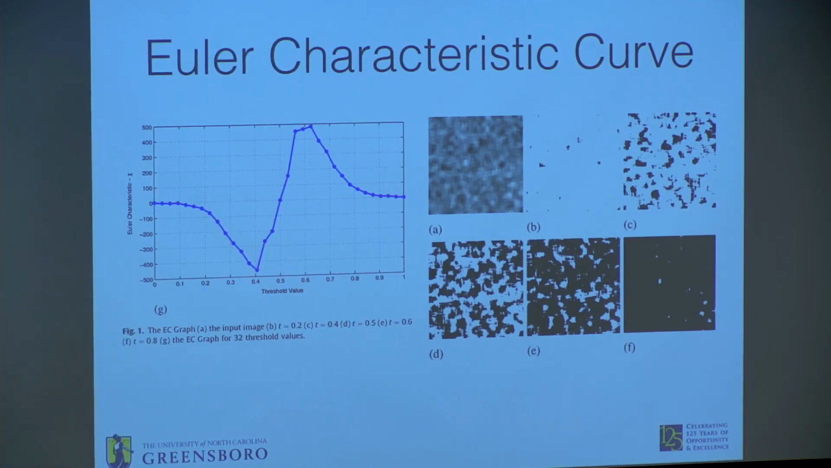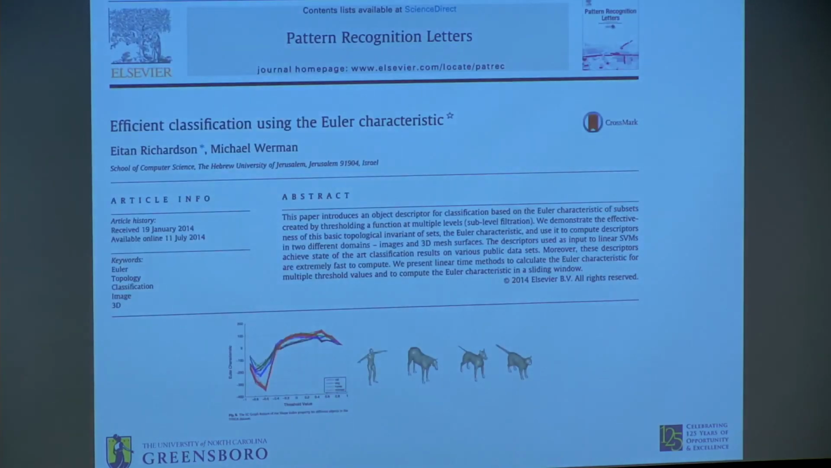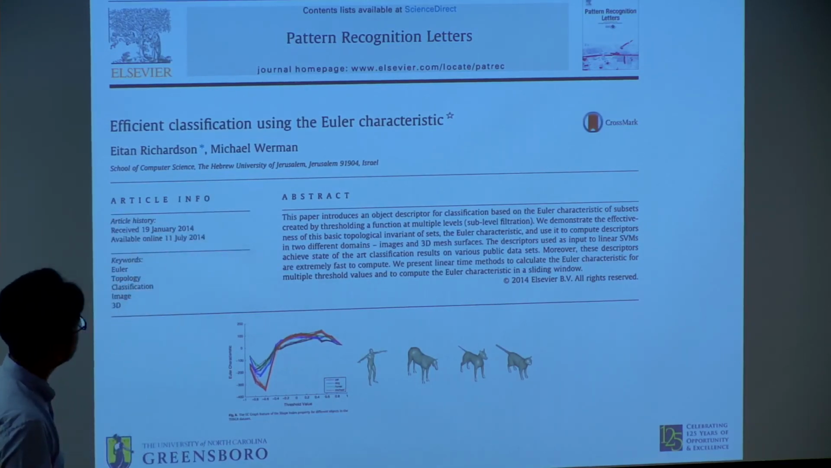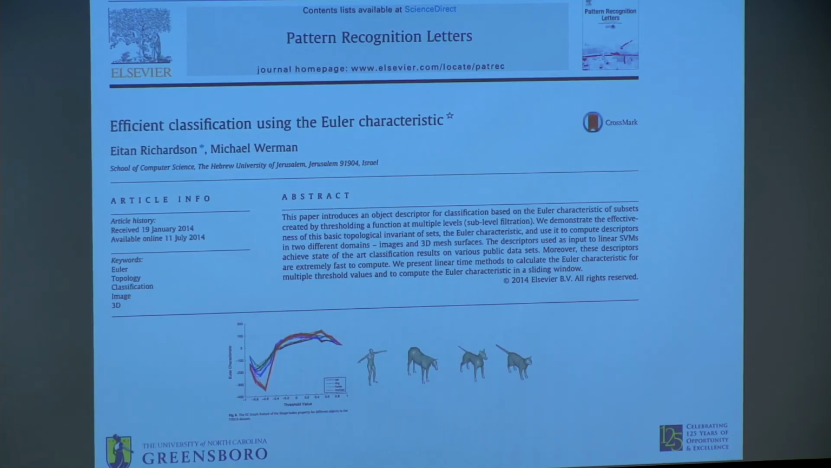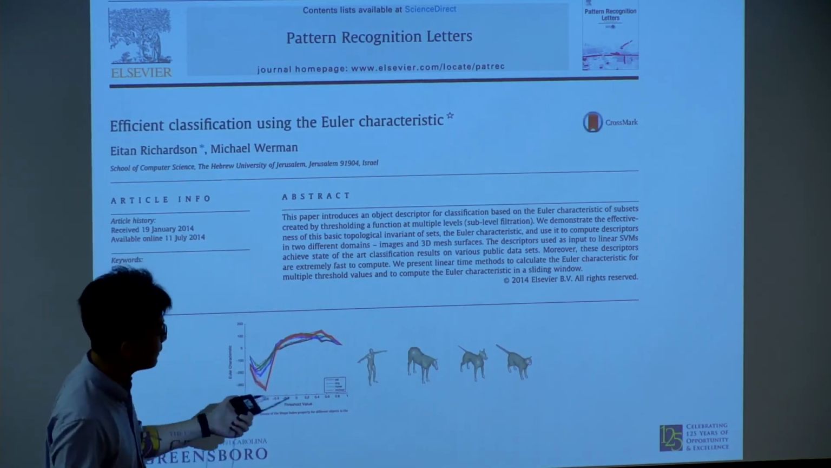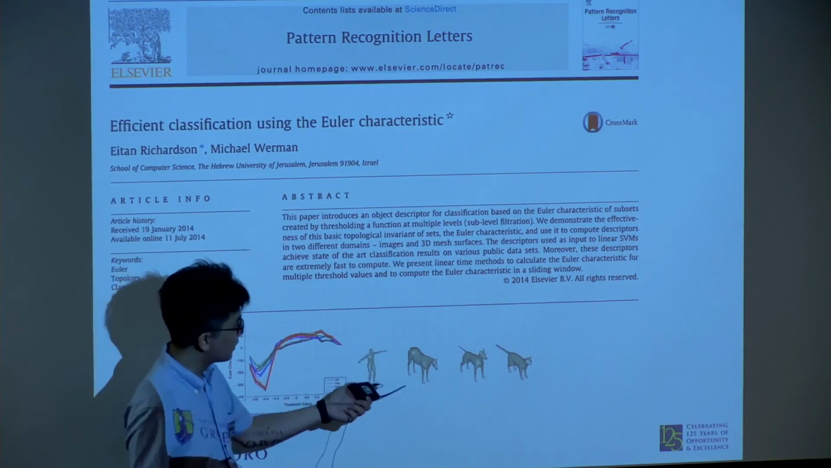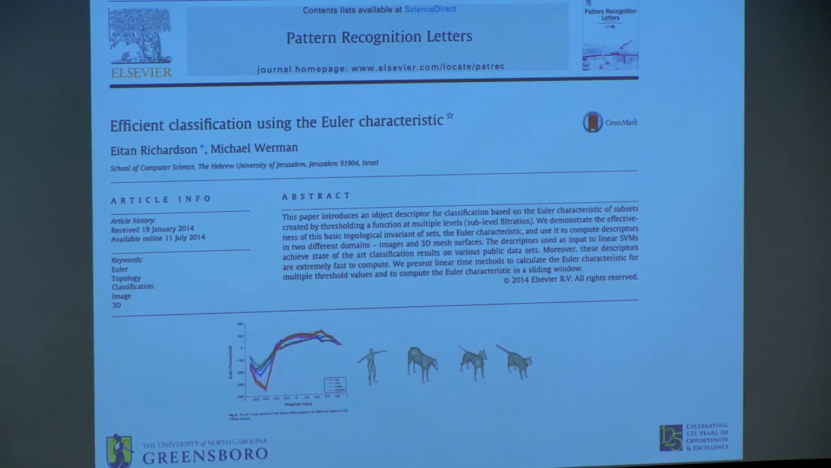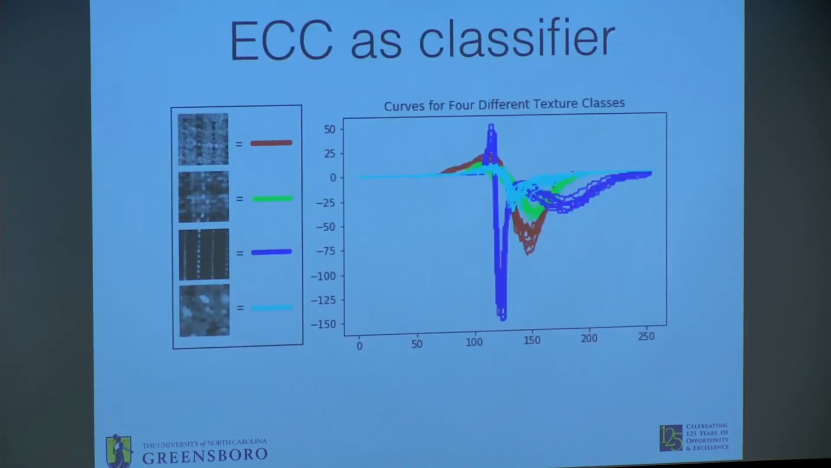Okay, and before persistent homology, there were people in Israel who discovered that the Euler characteristic can somehow be used as a classifier. Okay? They were not necessarily working with images, they were doing something else, but the idea is very cool. They used the Euler characteristic curve, and they were able to distinguish between a human, horse, cat, and dog. Okay. So we're using a very similar idea.